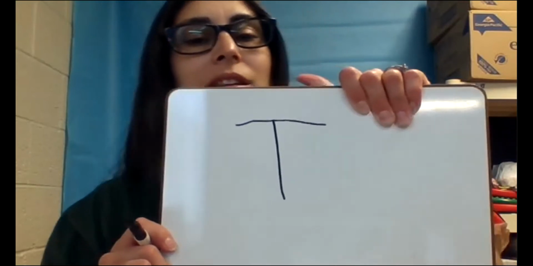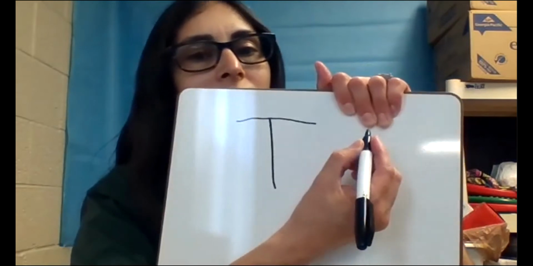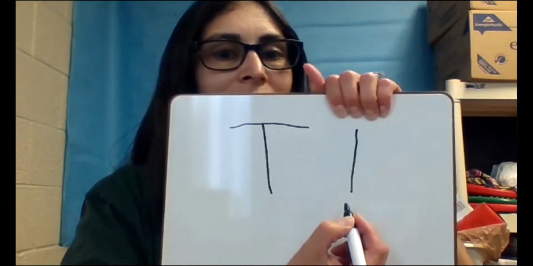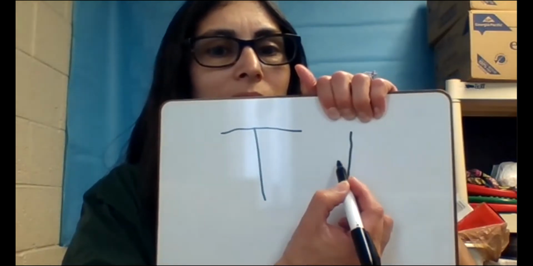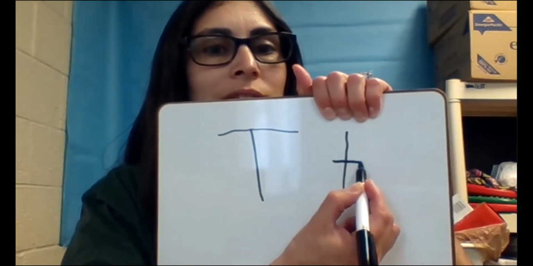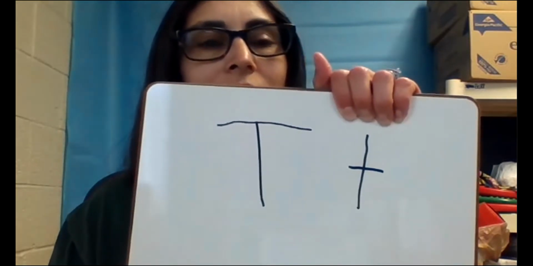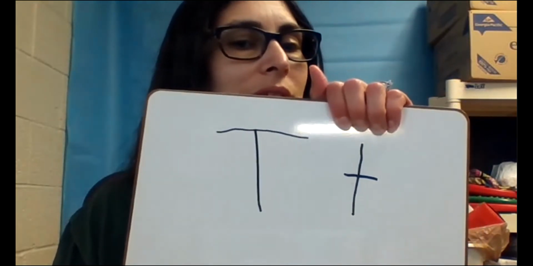T. All right, let's make a lowercase t. For the lowercase t, we're going to draw our line down. And we're going to make a smaller line to cross it in the middle. T. Did you remember something that starts with the letter T?